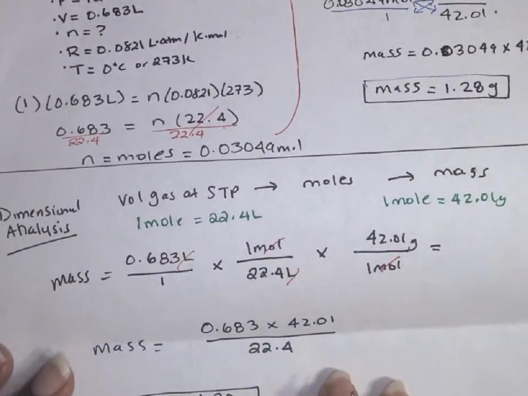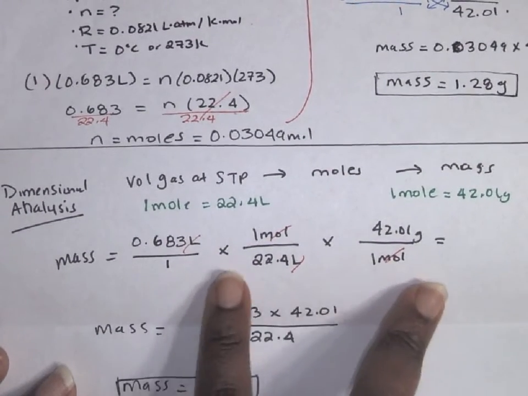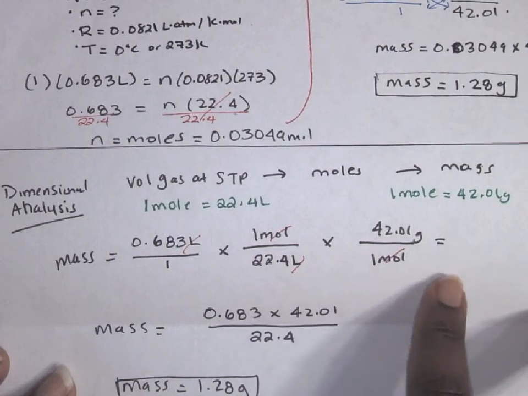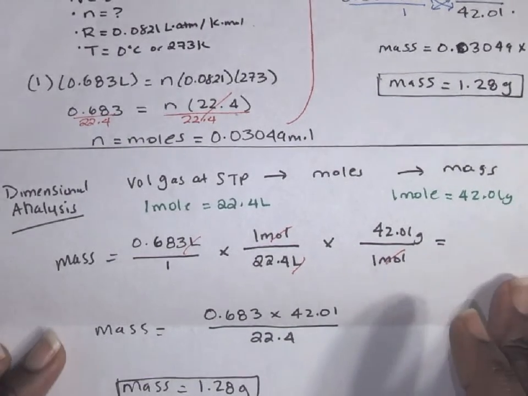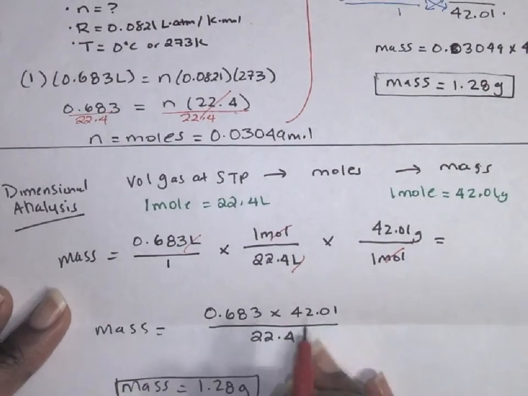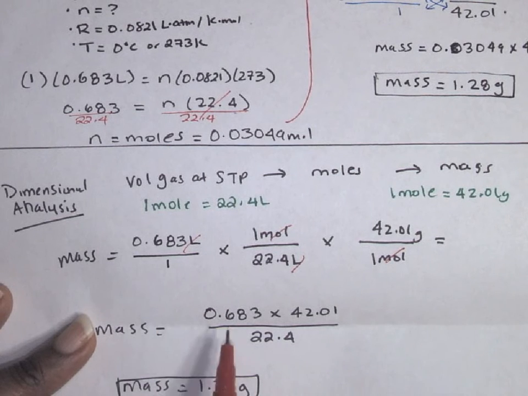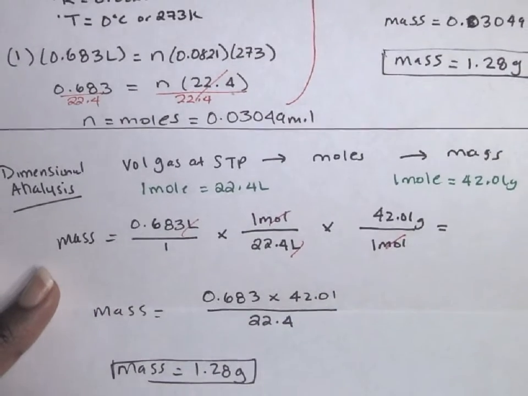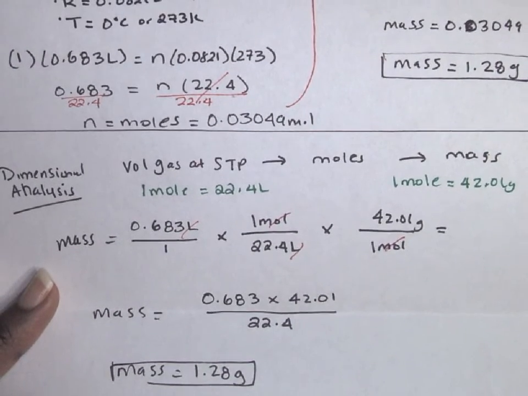All right, so then my units are great. I've canceled out all the units I don't want, and I'm left with units of grams, which is what I do want. And then I just need to do the math, which is 0.683 times 42.01 divided by 22.4. And that gives me a mass of 1.28 grams.